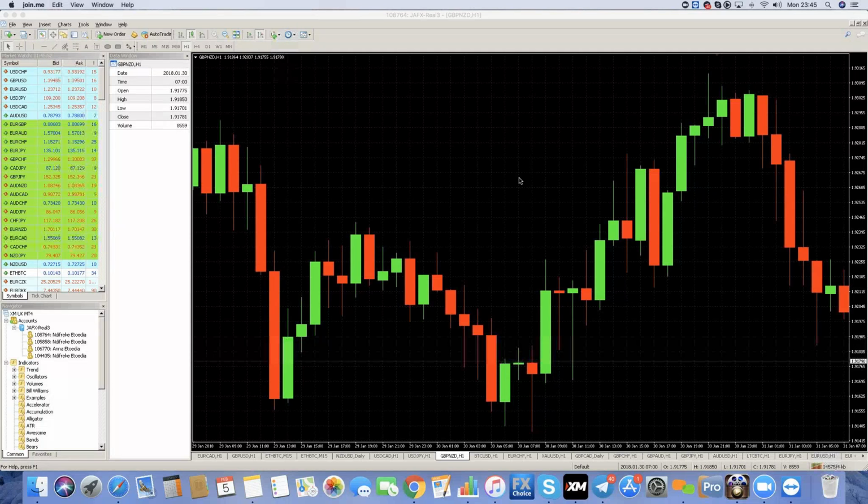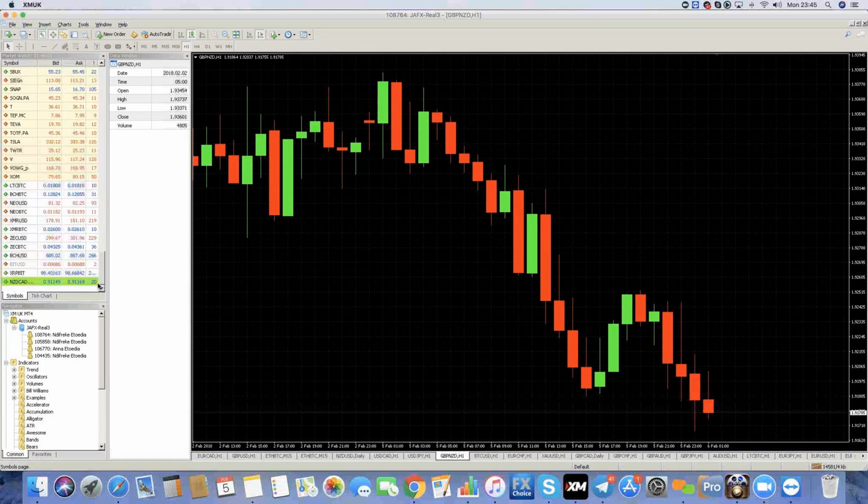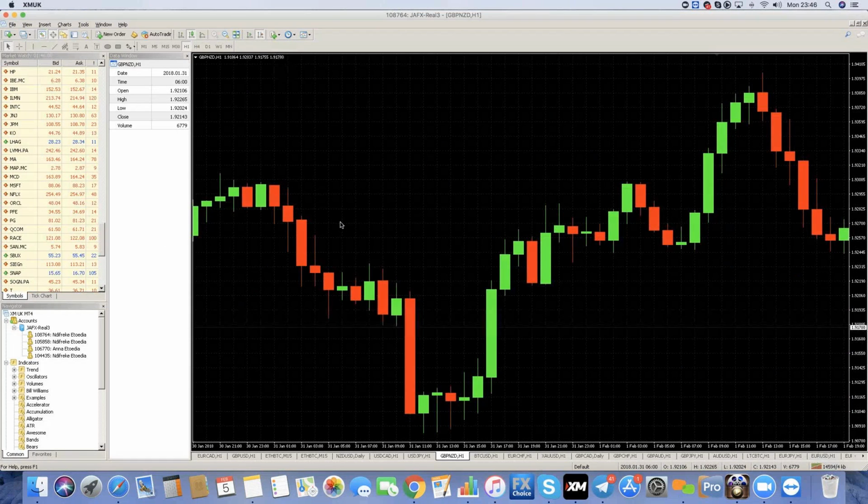So right now we're going to be looking at support and resistance. How do you draw your support and resistance lines? It's really simple. First of all, we like to understand what support and resistance lines are.